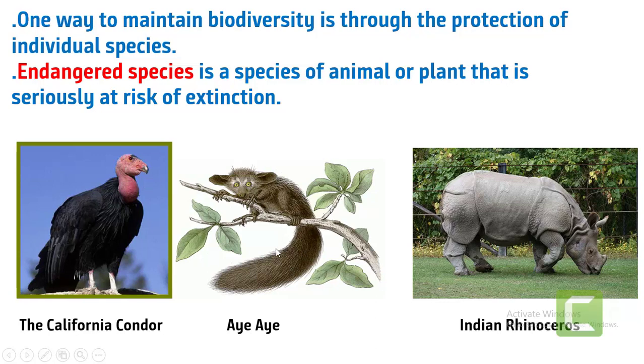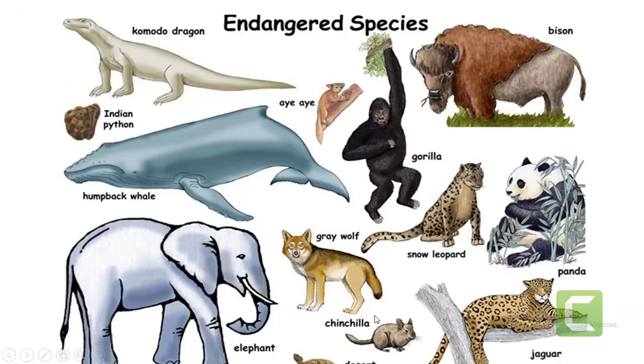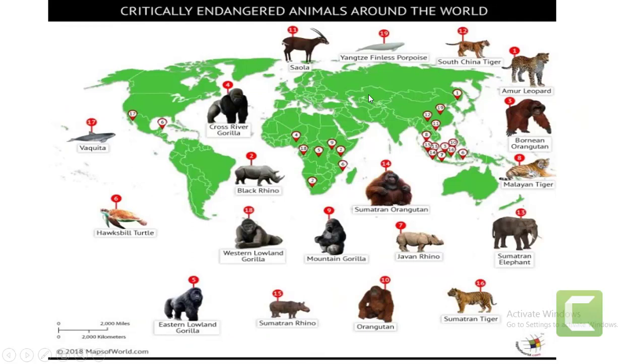But here is an animal that is also an endangered species. So what is an endangered species? It is a species of animal or plant that is seriously at risk of extinction, like the Indian rhinoceros also. Here are the species, the animals that are endangered. And this one also shows you the places or the kinds of animals that are endangered.